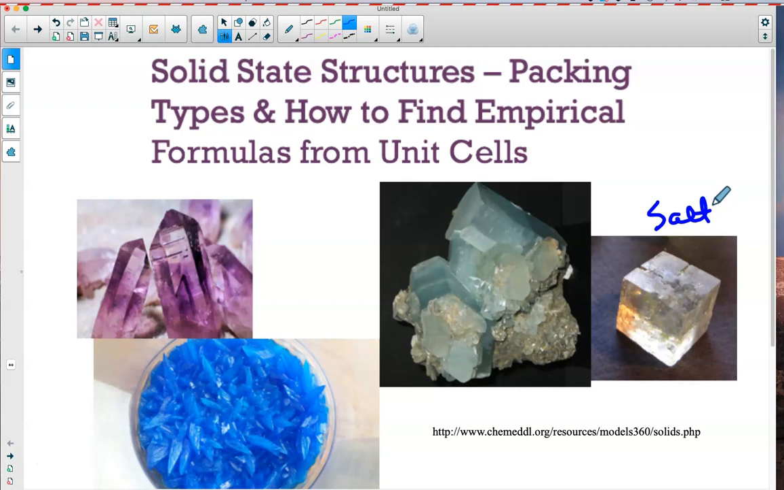Solid-state structures are really important to understand, as there's a big connection between structure and function, and whether you're an engineer or a host of other majors, you're going to learn about that connection between structure and function as you move on into upper division classes.